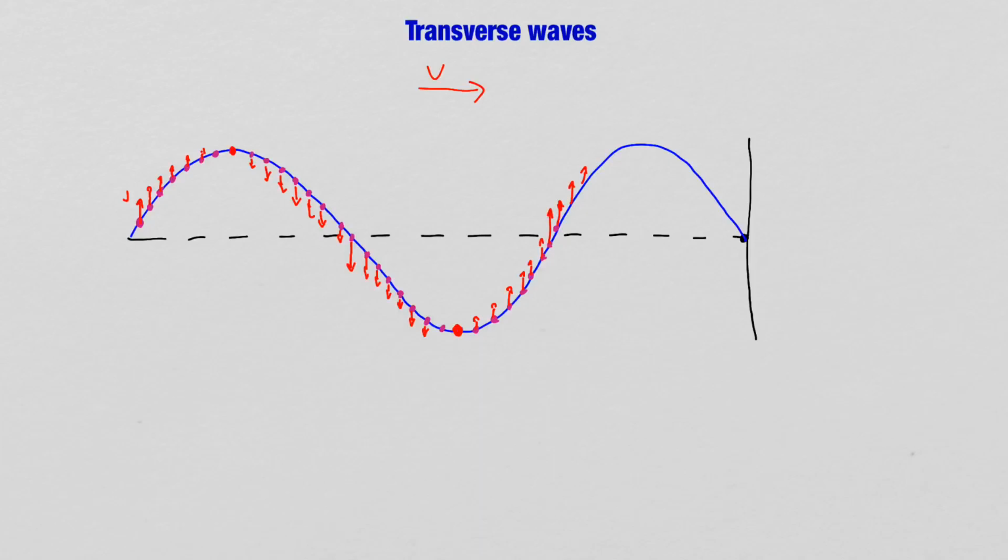So what we notice here is that the particles in the rope are moving vertically up and down, perpendicular to the direction of motion of the wave. So these particles are oscillating vertically. And so that applies for all of them.